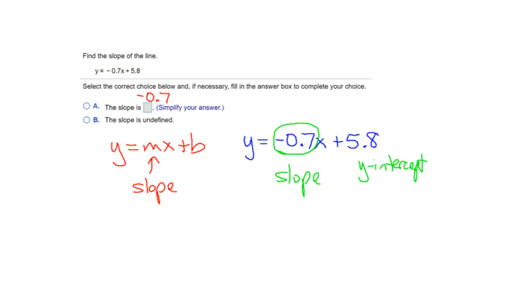Now, the reason it's nice to have it in this form is if you have the y equal to all by itself, the slope is sitting right in front of x. It's the numerical coefficient right in front of x. And so if they're asking you the slope, it's just the negative 0.7. Negative 0.7 is my slope because it's the numerical coefficient right in front of x. If they had asked for the y-intercept, it's 0.58, and that is where this line crosses the y-axis.